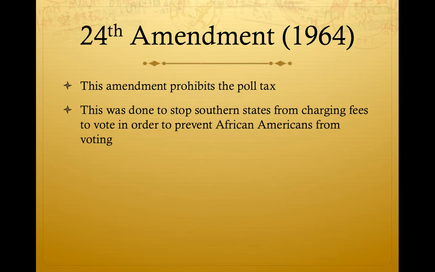24th Amendment, 1964. This amendment prohibits the poll tax. This was a tactic used by Southern governments to prevent African Americans from voting. By charging them some fee to vote, that made it so that poor African Americans were unable to cast a ballot. So the 24th Amendment was passed during the Civil Rights Movement as a way to stop Southern states from doing this.